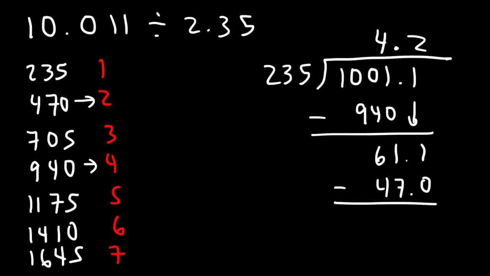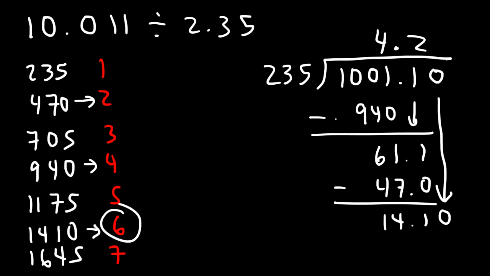And now let's subtract 47.0 from 61.1. And that's going to give us 14.1. Now let's bring down the 0. And so this becomes 14.10, but we're going to treat it as if it's 1410. So notice that 235 goes into 1410 exactly 6 times. Now 235 times 6 is 1410.